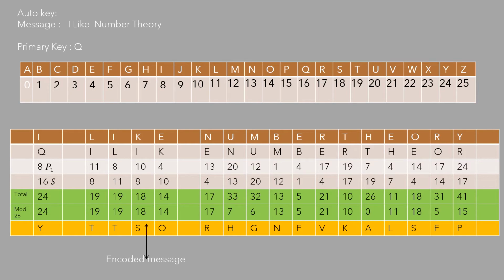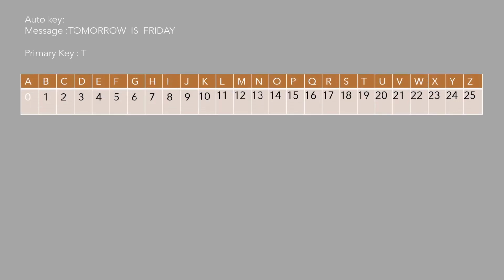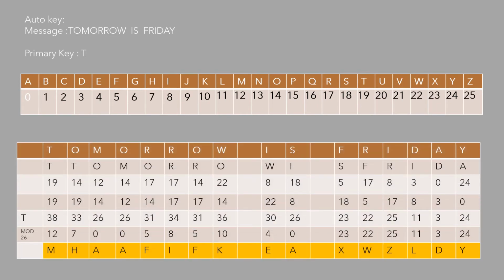So in this case, "tomorrow is Friday," the priming key is T, the same table is used. And again in the next row, we take T as a prefix along with the message. So the letter Y is omitted there, adding them together and taking the modulus.